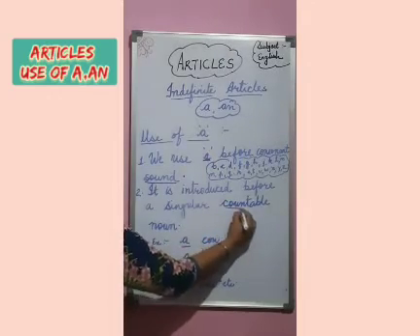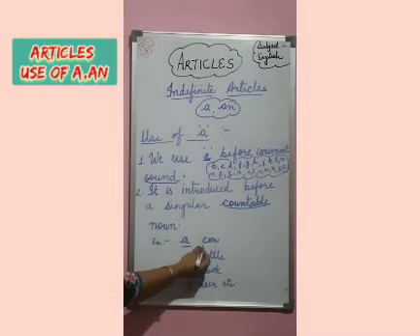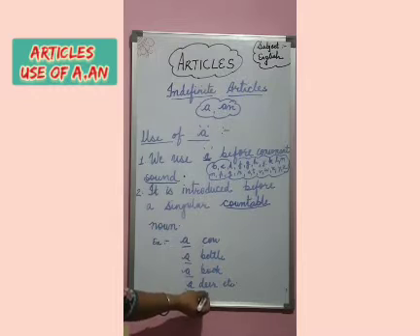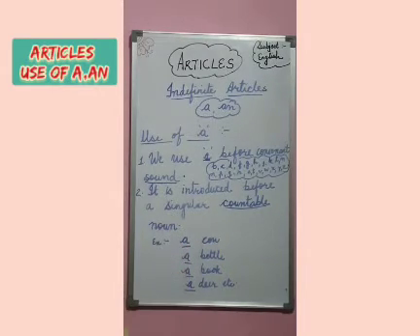What do you mean by countable? The noun which can be counted. Like we can count cow, 1 cow, 2 cow. We can count book, 1 book, 2 book. So these are countable nouns. These are singular. We can put a or an before them.